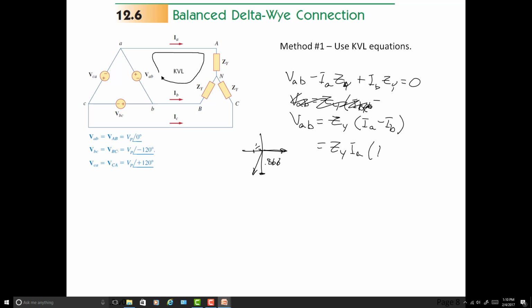So I've got IA times 1 minus a half. So this is going to be plus 1/2, and minus a minus 0.866. So this is going to be plus J 0.866. Right, where this is a magnitude now that we're talking about. So we can put all that stuff together.